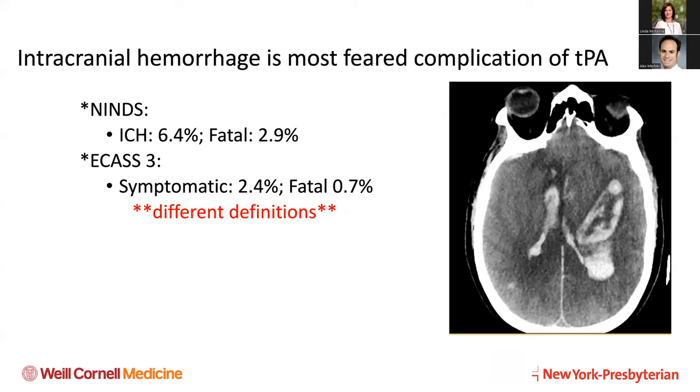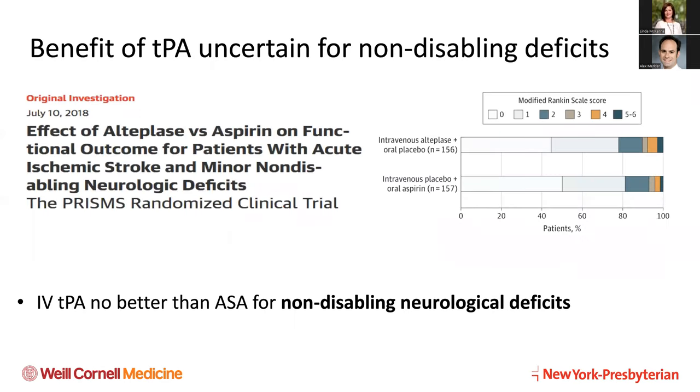But yes, there certainly is a risk of bleeding. And when bleeding happens, it can often be very severe. The benefit of TPA, however, is uncertain for patients who have non-disabling symptoms. There was a randomized clinical trial called PRISMS, which randomized patients who had non-disabling symptoms to TPA versus placebo, and they found that TPA was no better than placebo for these patients. Most of these patients had isolated numbness, dizziness, or a facial droop, symptoms that in the average patient were probably not going to affect their quality of life.